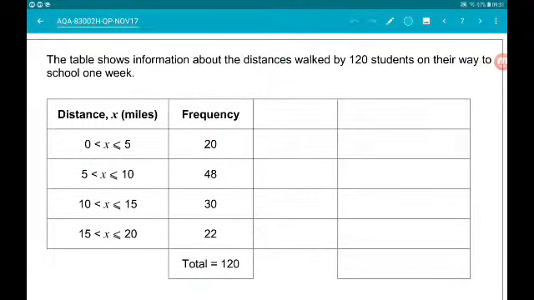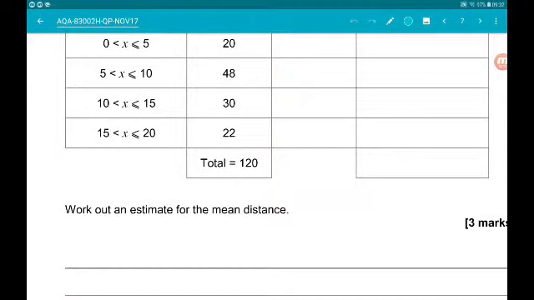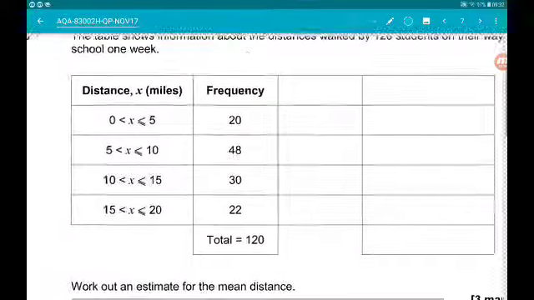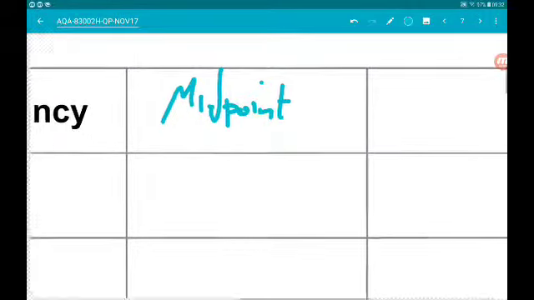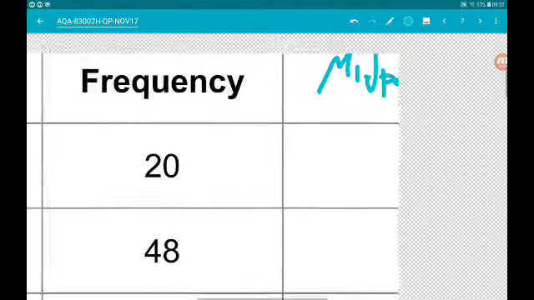Okay, question 8, we have a grouped frequency table. So the table shows information about the distances walked by 120 students on the way to school in 1 week. So we were asked to work out an estimate for the mean. So we got 2 empty columns in the table. So the first one is for the midpoint of each interval.